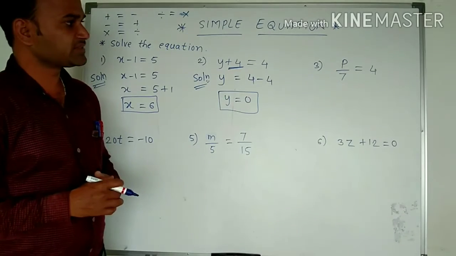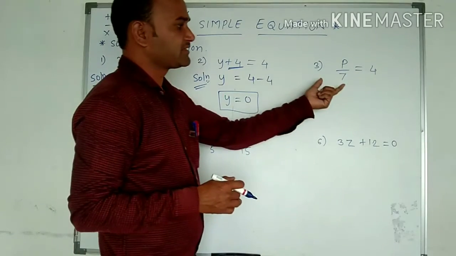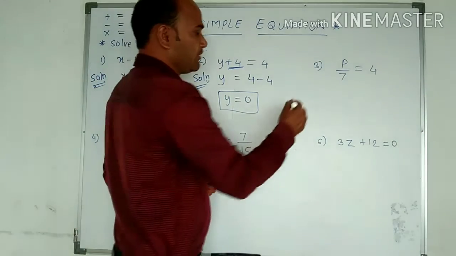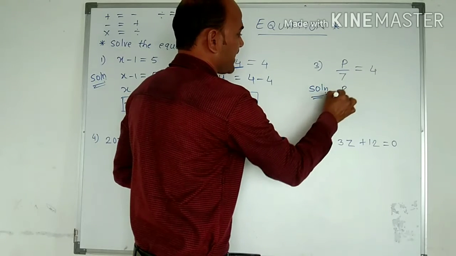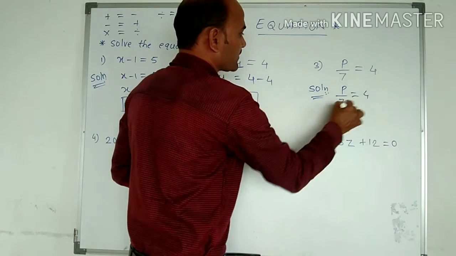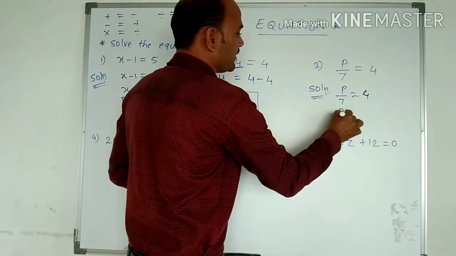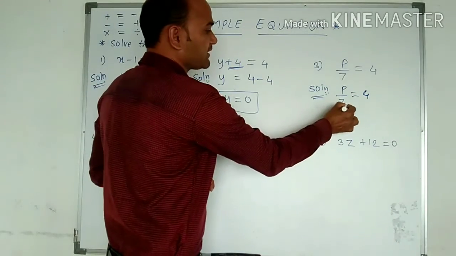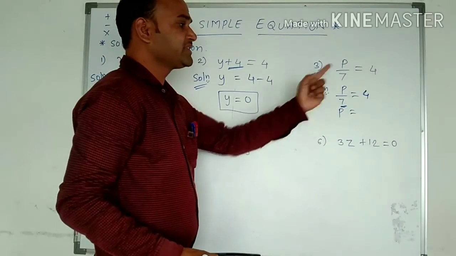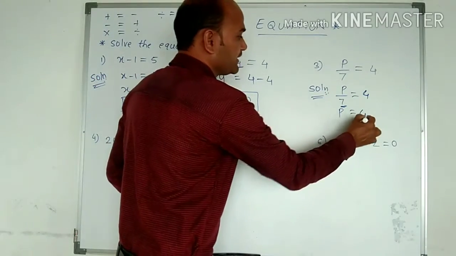The next one we can see here is p divided by 7 is equal to 4. Then p is equal to, we just have to transfer this 7 only. We just have to transfer the 7.